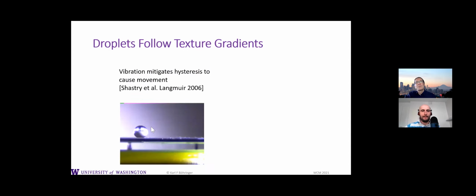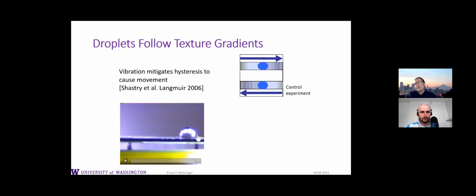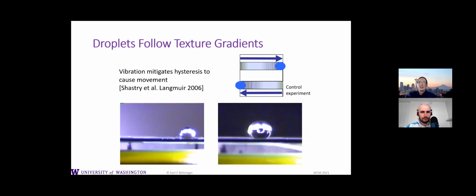Now, we can create gradients by varying this parameter phi, and you can demonstrate that a drop follows that gradient. You have to give it some vibration so that it overcomes the hysteresis that you often have in these kind of systems. But in a control experiment, you can create two different gradients in opposite directions, and then you can eliminate any bias that you could possibly have by gravity and have drops move in opposite directions.